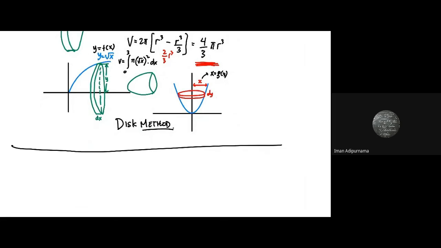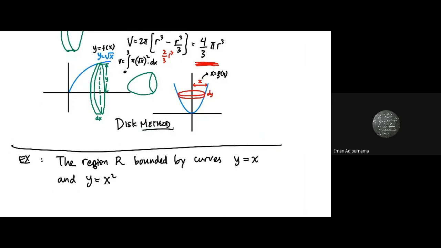Okay, let me go through some examples to give you more understanding of this method. Let's say we have the region R bounded by curves y equal x and y equal x squared.